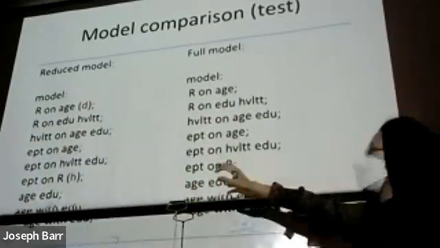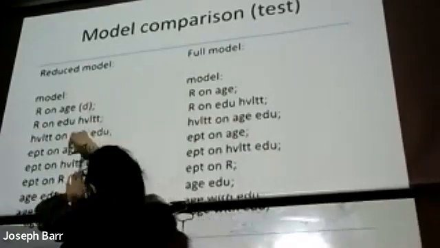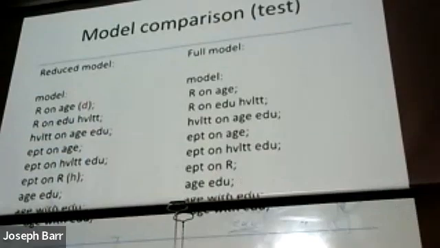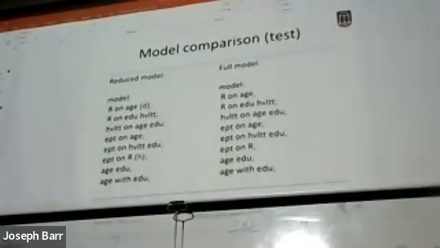Of course, you can just pick one. Pick anyone or pick this one. It doesn't matter. It just depends on your research question. So this is a reduced model. This is a full model. So let me give you the code of this.